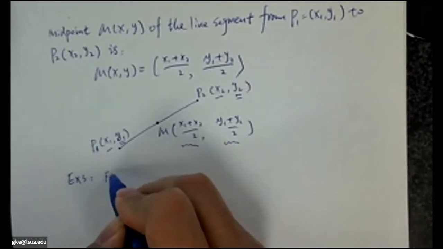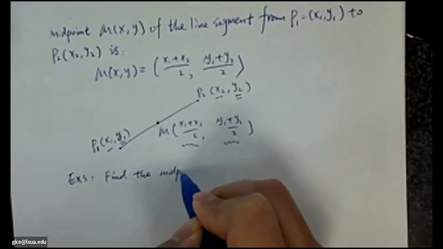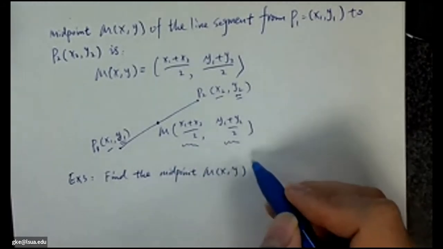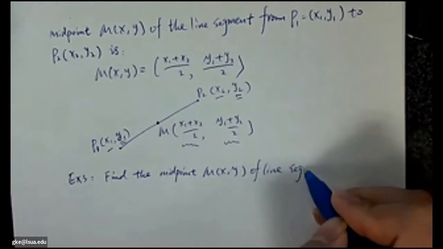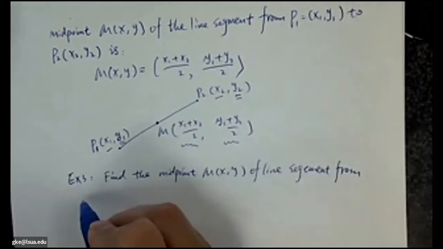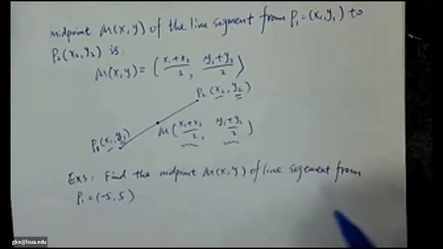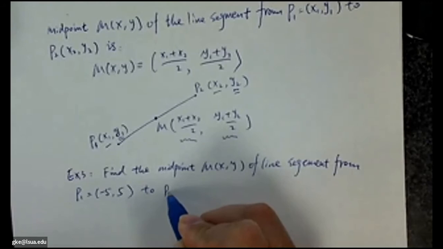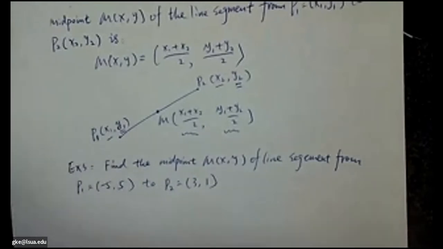Find the middle point M(x,y) of the line segment from P1 to P2. So basically follow the steps.